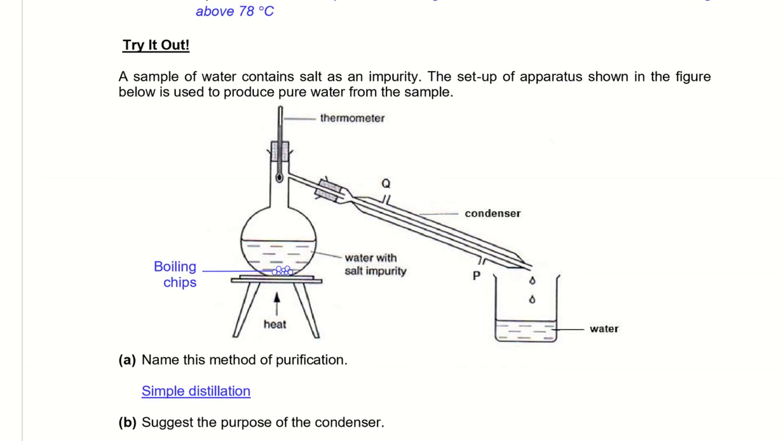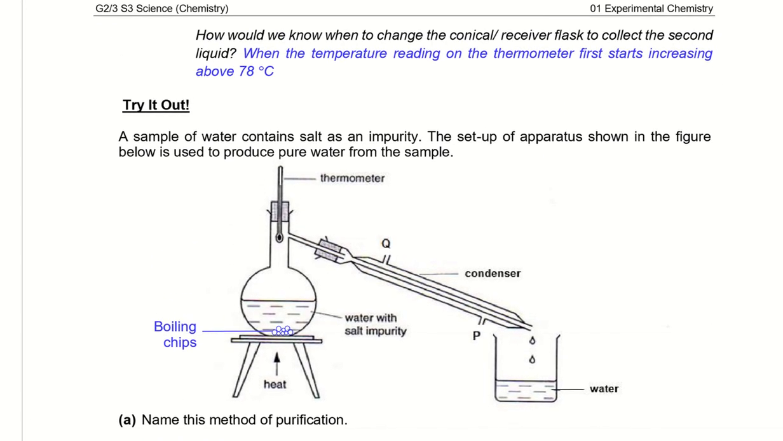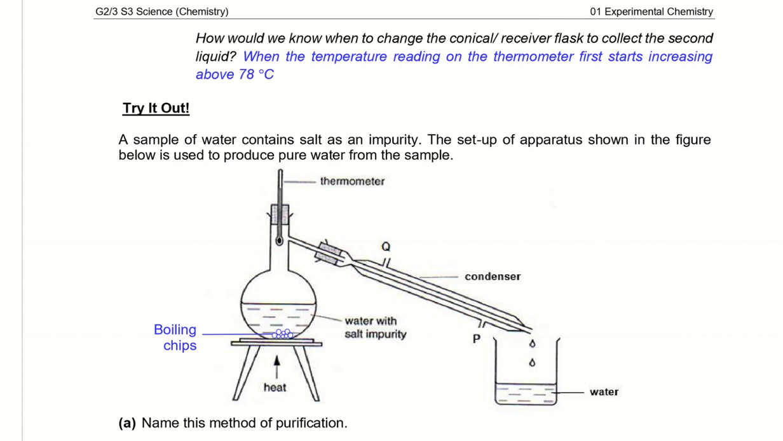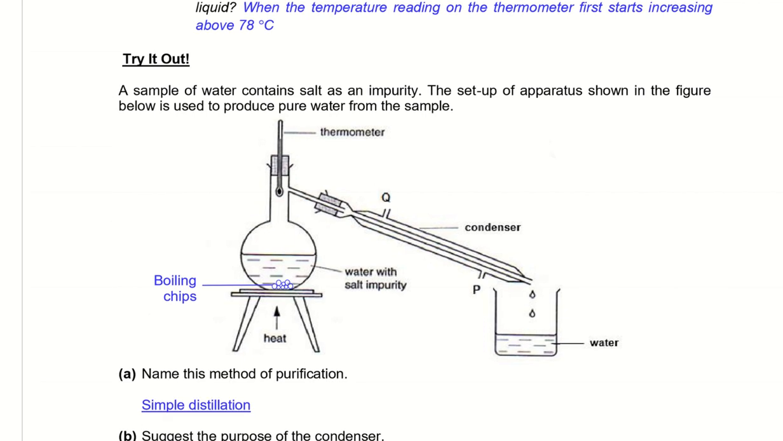So let's try it out. Name this method of purification. So you see a condenser. So what comes to your mind will be, is it simple distillation or is it fractional distillation? So in this case, you need to look out for, is there any fractionating column in this diagram? Don't have, right? So this one is simple distillation.